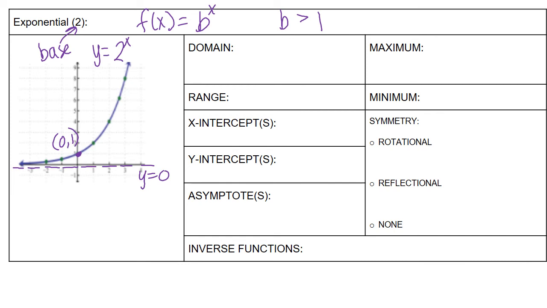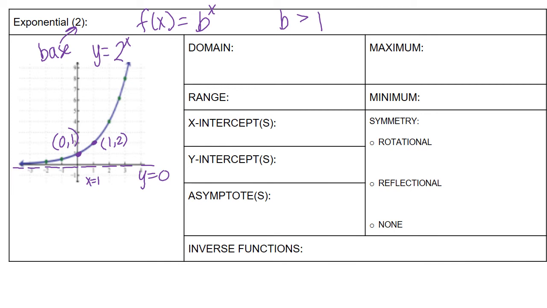Then notice here on my 2, when I go to 1, what's anything to the 1 power? If I ask for 3 to the 1 power, it's not a trick question. It's 3. Anything to the 1 power is itself. If I have 5 to the 1 power, 5. If I have a million to the first power, it's a million. So if you look here at x equals 1, notice that I'm at 2. Notice on the base 10, I was at 10.